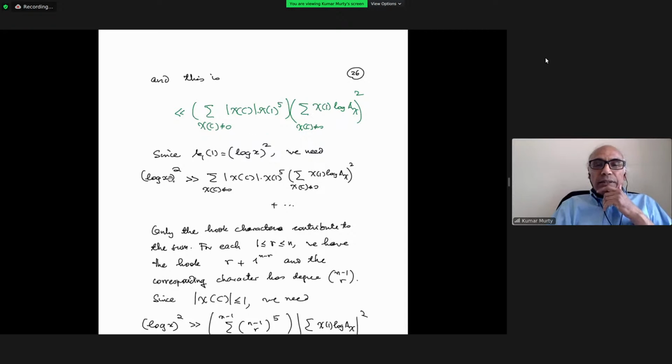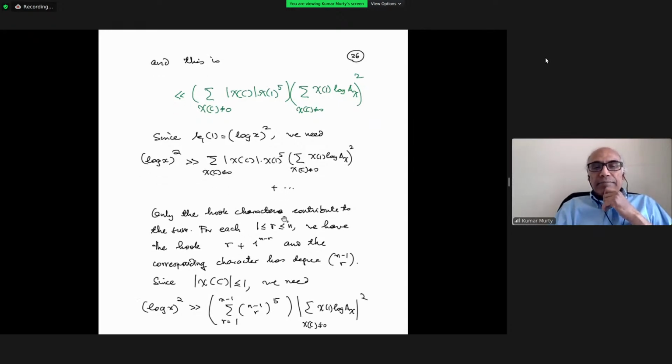So therefore what we need is, if we want the bound to be non-trivial, we need x to be such that log x squared is bigger than this quantity here. The dot dot dot means there are other terms that are quite a nuisance actually, that require a bit of work, but they're not that interesting.